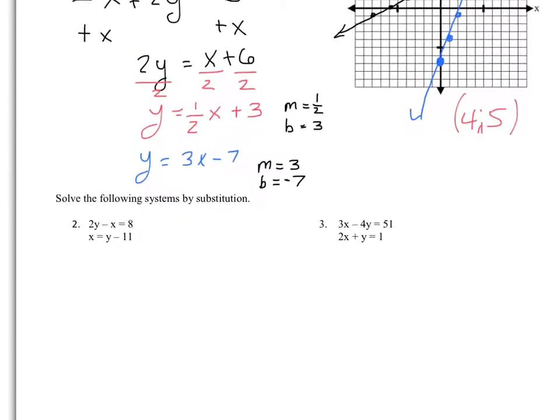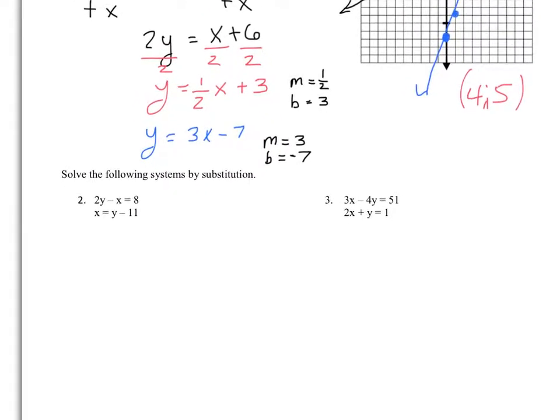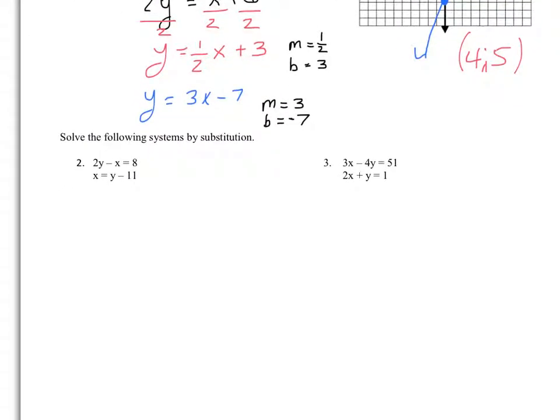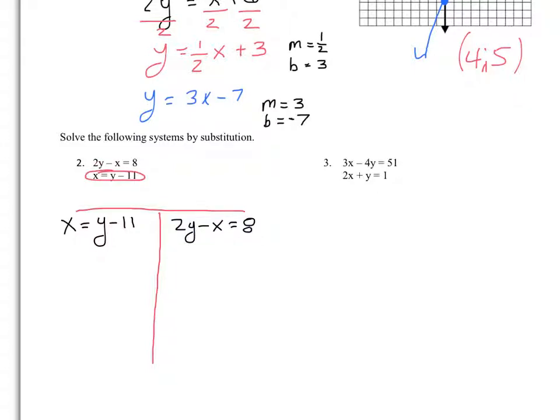So now with substitution, solving algebraically, we want to find an isolated equation. So in this number 2, we're going to draw that chart. We put the isolated equation on the left, so we already have one that's isolated, x equals y minus 11. And then the other equation on the right. So I'm writing this equation on the left because that's the one where I have a variable by itself.